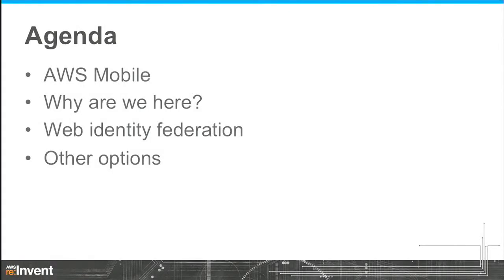So our agenda for today is we'll talk a little bit about the AWS Mobile team and the tools and solutions that we provide. Then we'll jump right into why we're here today, which is a solution called Web Identity Federation. And we'll talk about some other options on top of that for integrating login into your apps.